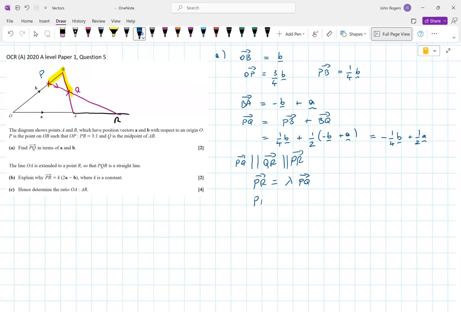So that gives us PR is equal to lambda times minus a quarter B plus a half A. Taking the quarter out of the bracket, swapping it around a bit, we can see that's lambda over 4 times 2A minus B. So that shows what we need to show: PR is equal to some constant times 2A minus B. I suppose I probably need to be a bit careful about whether lambda is positive, whether lambda is a constant.